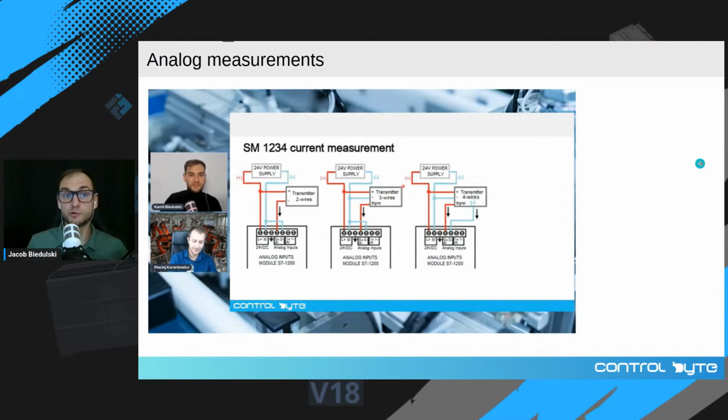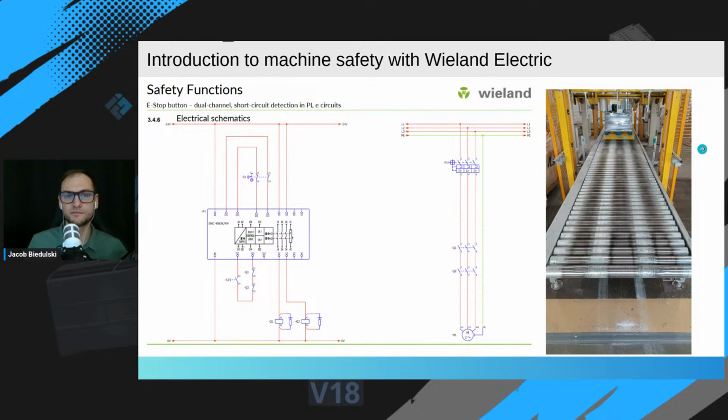We have also a module about analog measurements. I will show you how to connect different types of sensors: 2-wire, 3-wire, 4-wire, analog sensors 0-10 volts, analog sensors 4-20 milliamps, and so on. And at the end, you will see how to create a safety system for your machine.